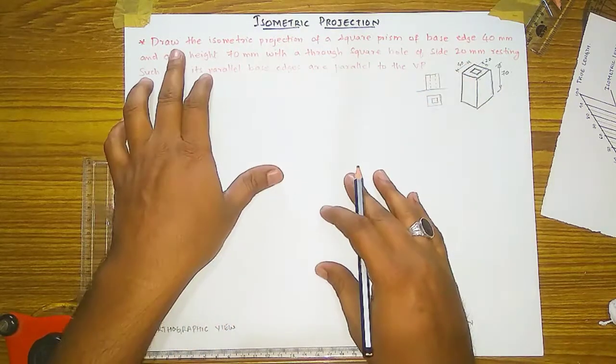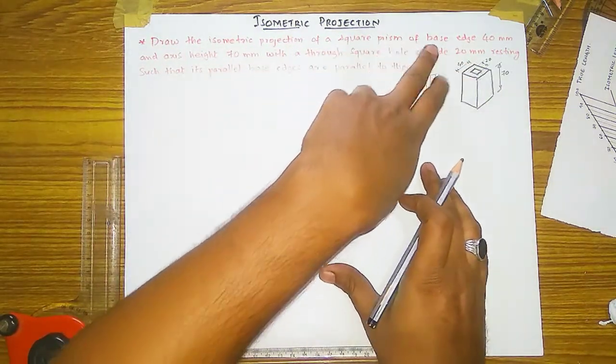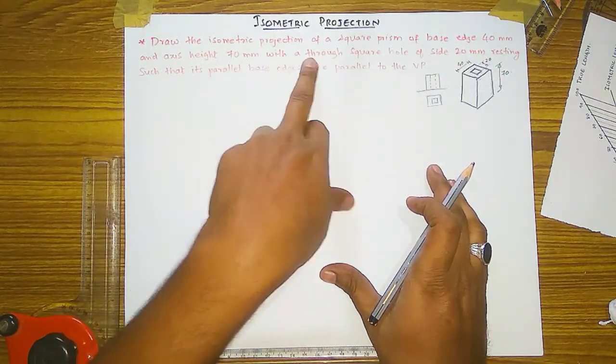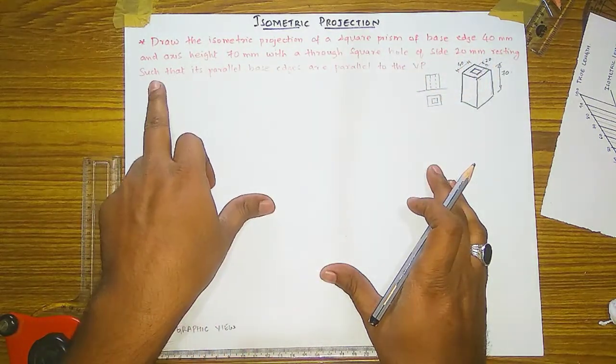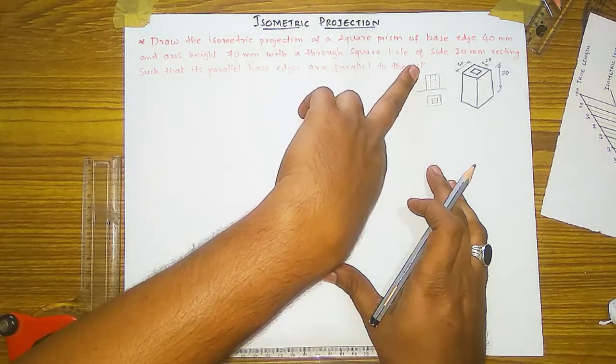Now I will start my question. Draw the isometric projection of a square prism of base edge 40 mm and axis height 70 mm with a through square hole of 20 mm, resting such that its parallel base edges are parallel to the VP.